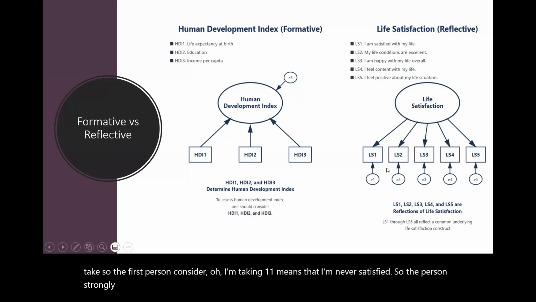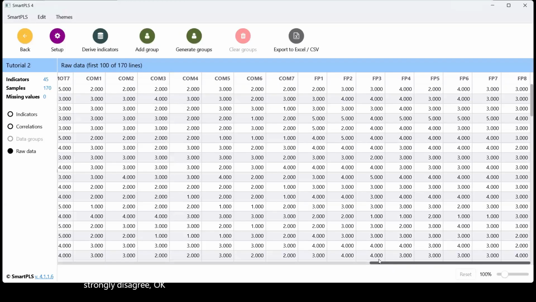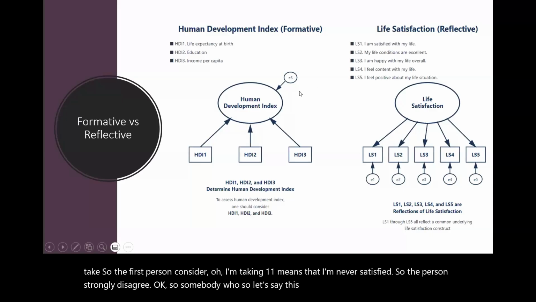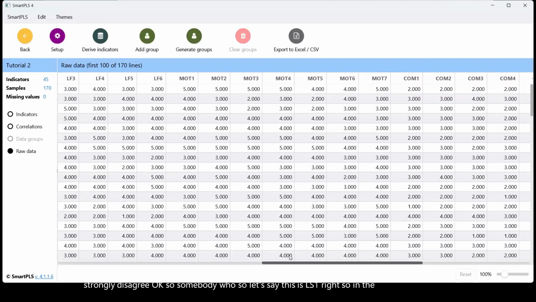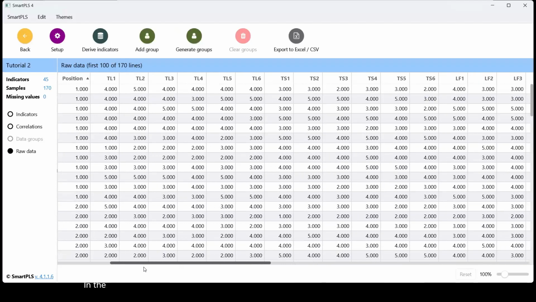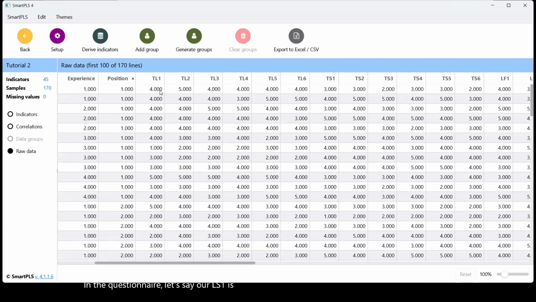Okay, I get it. So let's say this is LS1, right? In the questionnaire, LS1 corresponds to the first question. So the first person said 4. Take 4 as agree, based on what we did here. If you assume that is the case, then all of these first 5 people said, assuming what you said, that they agree, right?